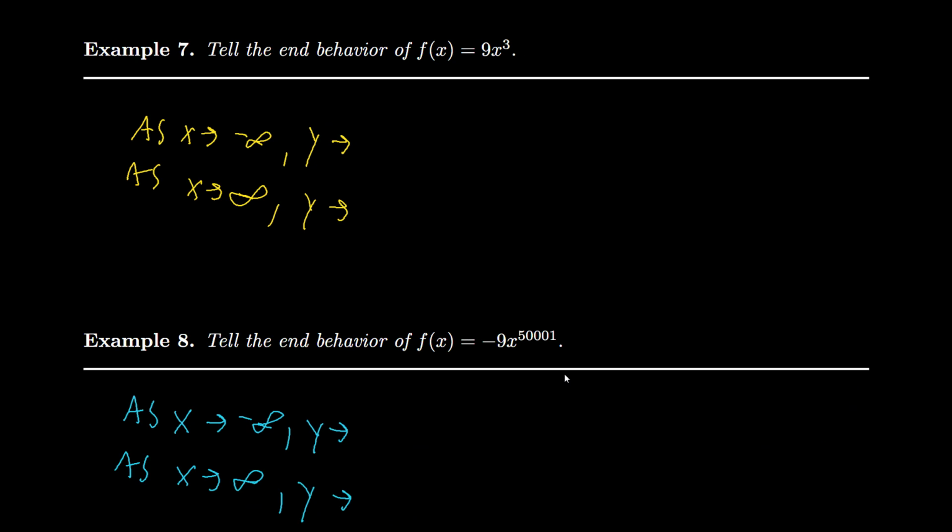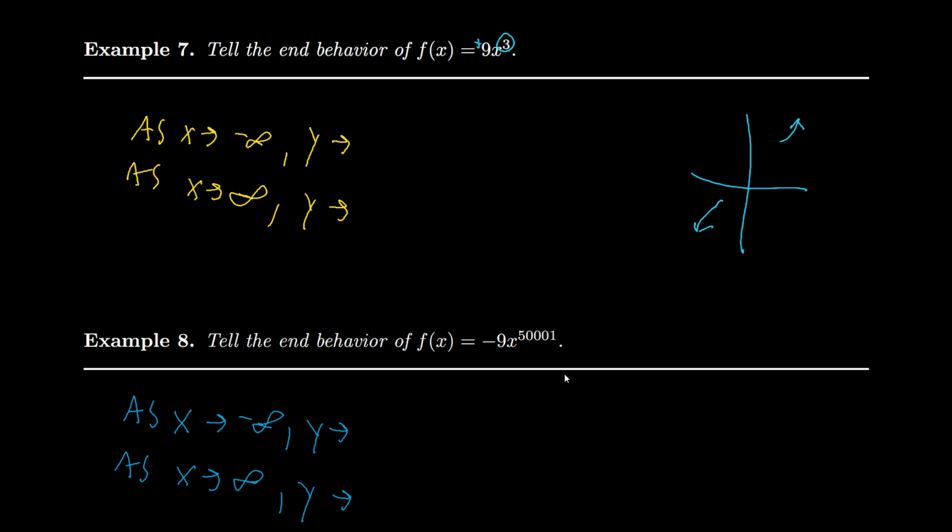Let's do another two. How about 9x to the third? I want its end behavior. It is positive and odd. So it looks like this. Positive and odd. And this time I'm only going to draw the ends of the graph. We don't know what it's doing on the inside. It could be doing anything. We don't care. All we care about is the ends of it.